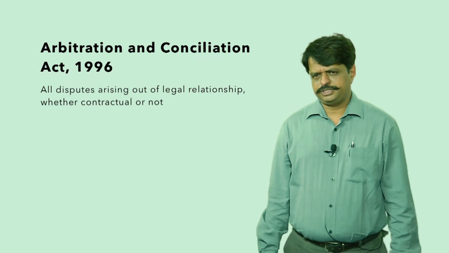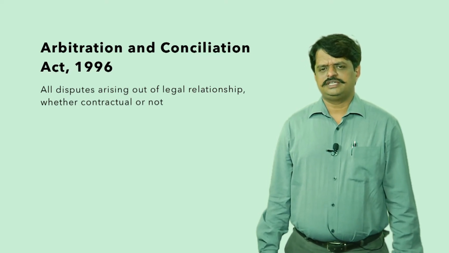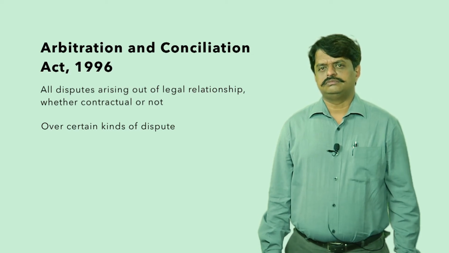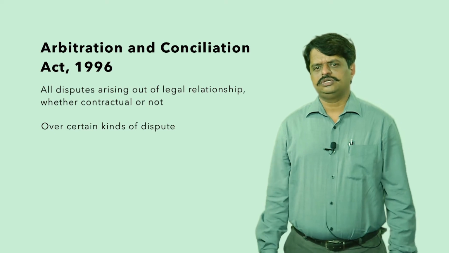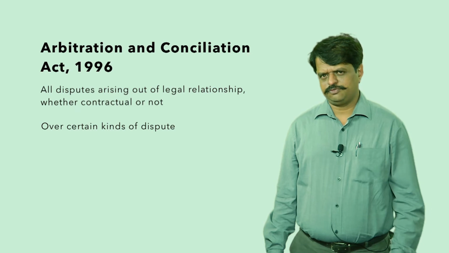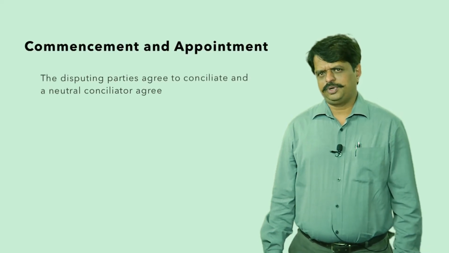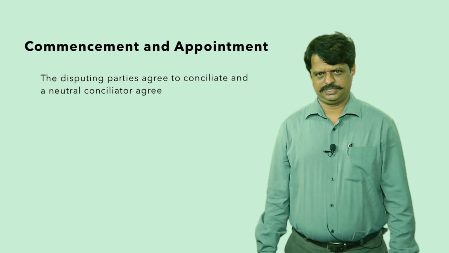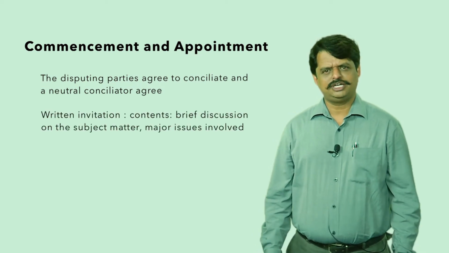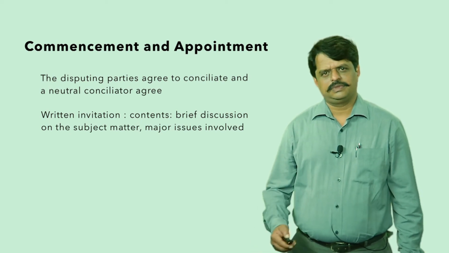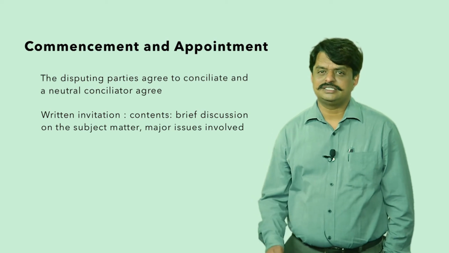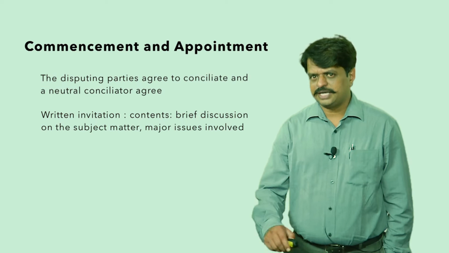But this blanket permission has certain restrictions: certain kinds of disputes cannot be conciliated because of prohibition by law. So, the blanket permission comes with a small restriction. Once a dispute comes up between the parties, how are they going to commence the conciliation? The commencement of conciliation is done through written communication. A party writes to the other party, the parties agree for conciliation, and the conciliator agrees to act as conciliator between the parties. That begins the conciliation.